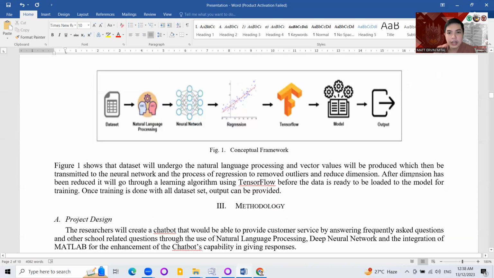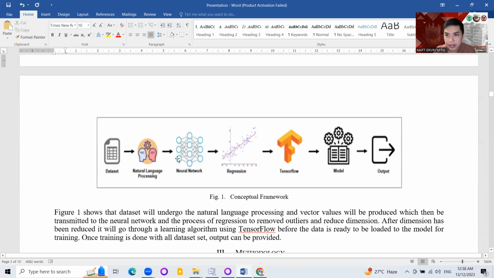Let me briefly explain our conceptual framework. Of course, you have your data sets. Data sets are very important so that your artificial model can learn. Here, application of NLP, then the neural network. Again, the models are already existing in MATLAB. Regression is a way of knowing if the model is not overfitting or has good accuracy. TensorFlow is another technology that can improve the system, and of course the models and the output. The output here would be the response of the chatbot. If we ask a question, will it answer it correctly or not?